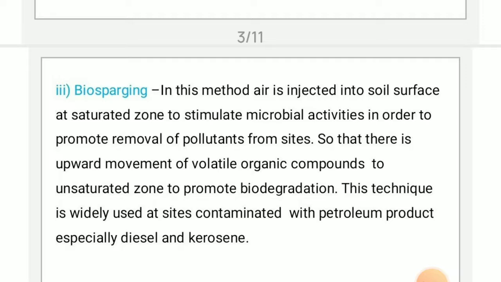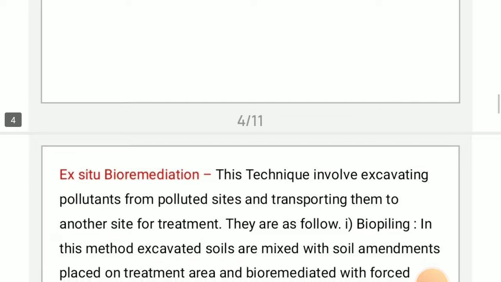This is biosparging, so that there is upward movement of the volatile organic compounds to the unsaturated zone to promote biodegradation, and they are then biodegraded. The role of the microorganisms is to degrade the toxic chemical, hazardous chemical, or heavy metals. This technique is widely used at sites contaminated with petroleum products, especially diesel and kerosene.